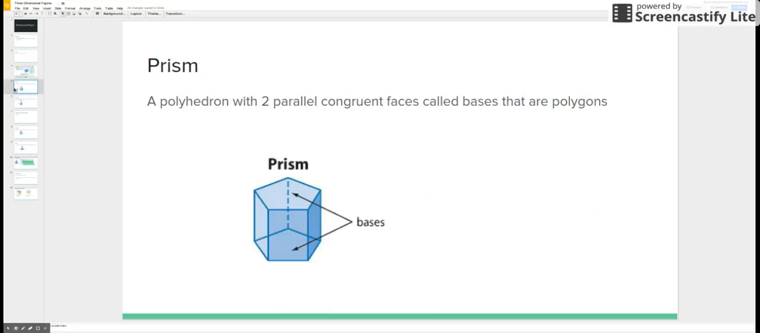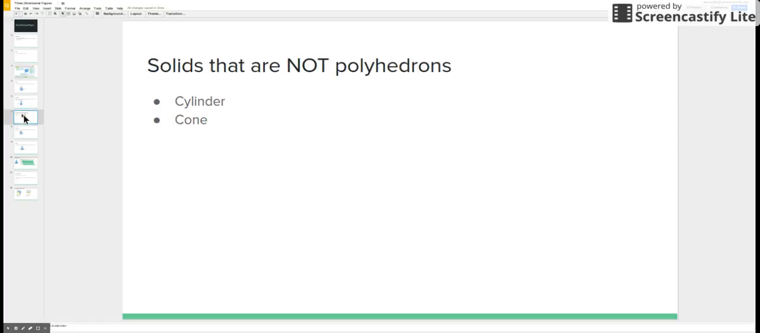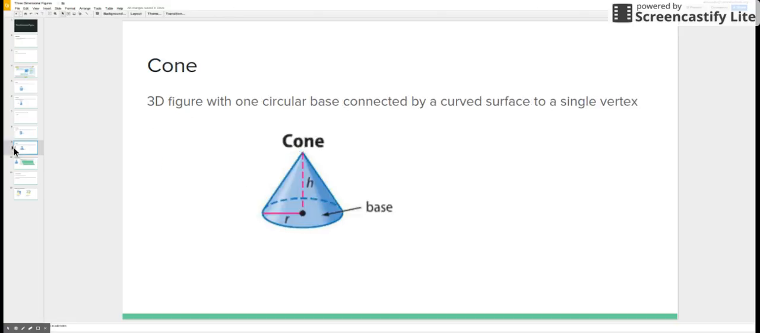A prism is a polyhedron with two parallel congruent faces called bases that are polygons. A pyramid has one base, and then the rest of the faces are all triangles that come up to a point, meeting at a common vertex. Solids that are not polyhedrons are a cylinder and a cone. A cylinder is a 3D figure with two parallel and congruent circular bases connected by a curved surface. A cone is a 3D figure with one circular base connected by a curved surface to a single vertex.